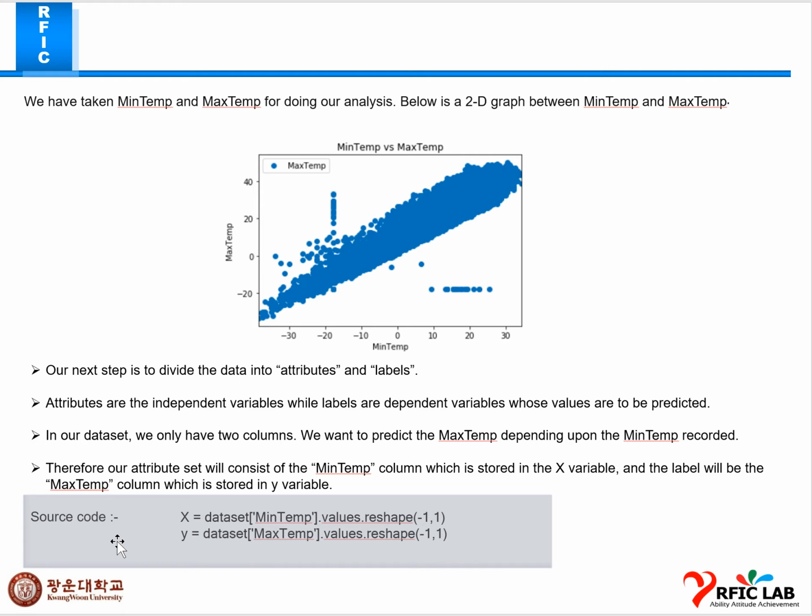As this is the source code, I have defined a variable x from the data set's min temp values, and we reshape it with -1, 1. Again I have the y value from the data set's max temp values. Whenever you want to find the value of that particular variable, we have to use values and then reshape that with -1, 1.